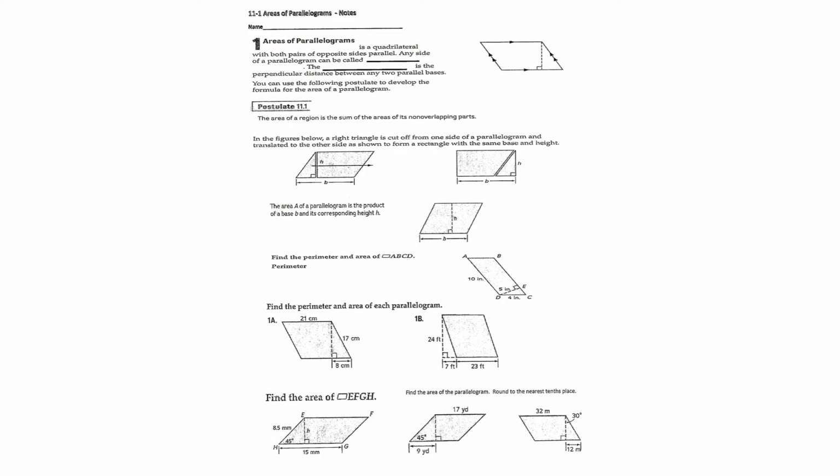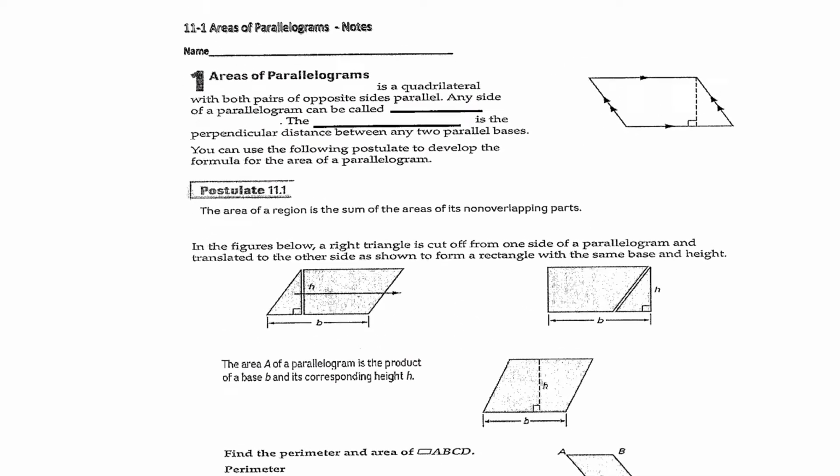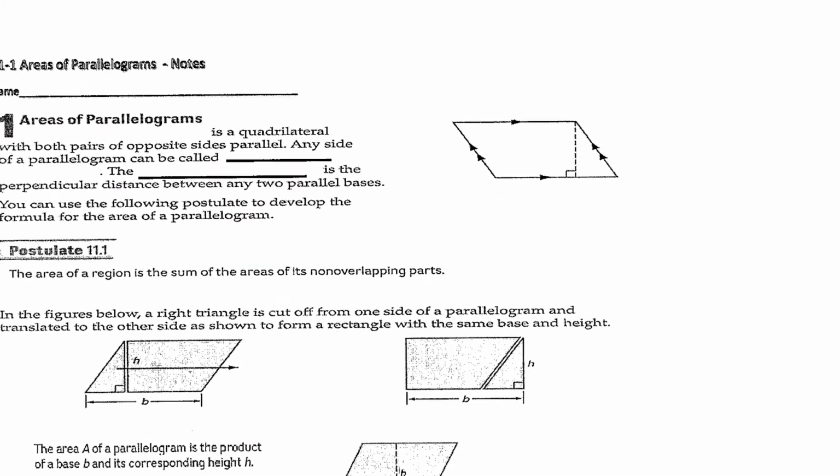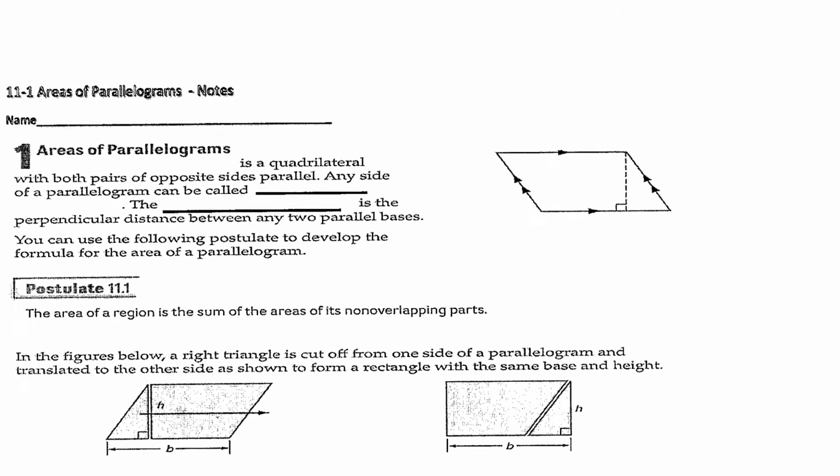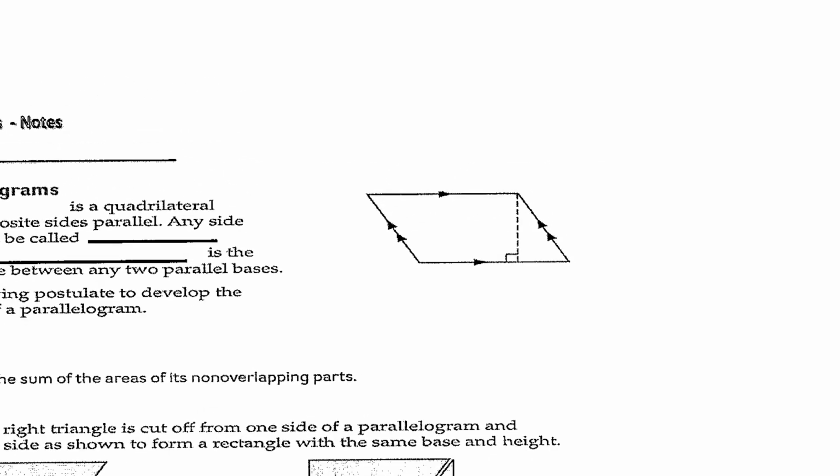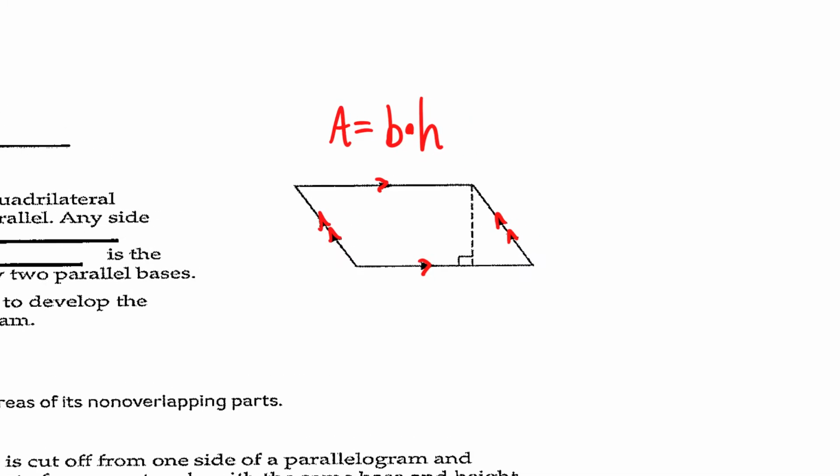Okay, so in a parallelogram, remember a parallelogram, these two sides are parallel to each other, these two sides are parallel to each other. So the area of this parallelogram is simply base times height. From here to here is the base, and then this line right here is the height.